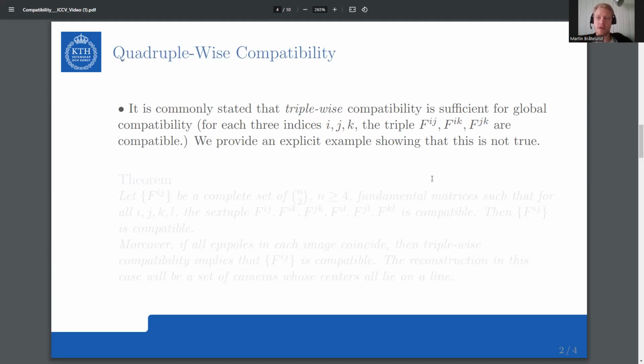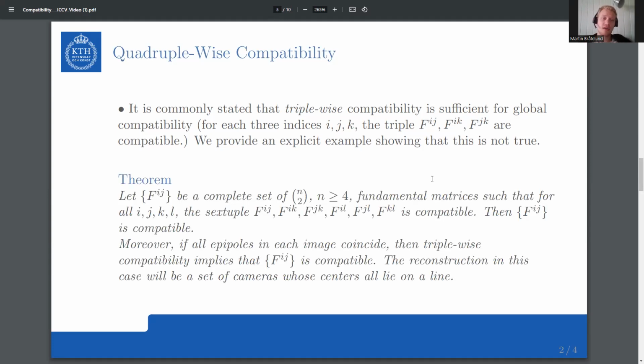This is not true. In our paper, or you can check our poster, we give an explicit counterexample where we show that this is not true, and it is not true in general either. What is true is that quadruple-wise compatibility is enough. With three cameras, you get three fundamental matrices. With four cameras, you get six fundamental matrices. Given a large set of fundamental matrices, if you can check each sextuple and show that it is compatible, then the whole set is compatible. So quadruple-wise compatibility is enough to ensure global compatibility. Triple-wise compatibility is only enough in the case where all the cameras lie on one line.